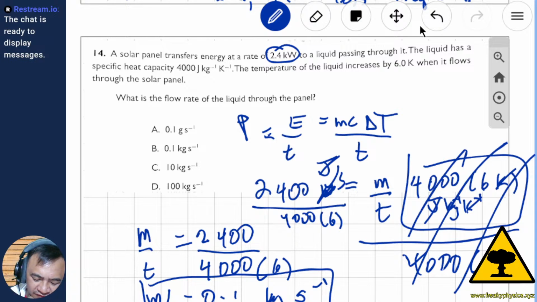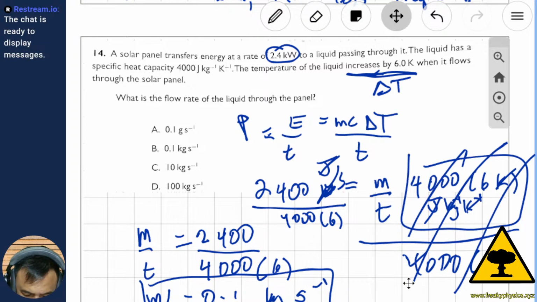Actually, you don't need to find the initial and final temperature, because in the formula you just need the difference in the temperature. Here, because of the word increasing, that's already your delta t. Okay, got that. All right, let's go to the next one.